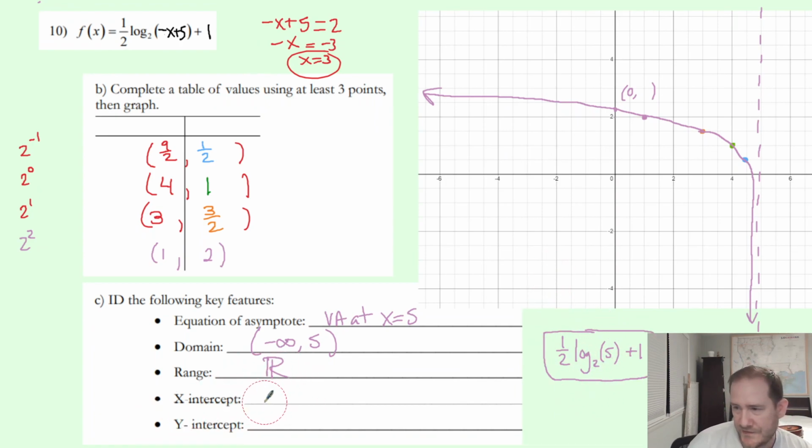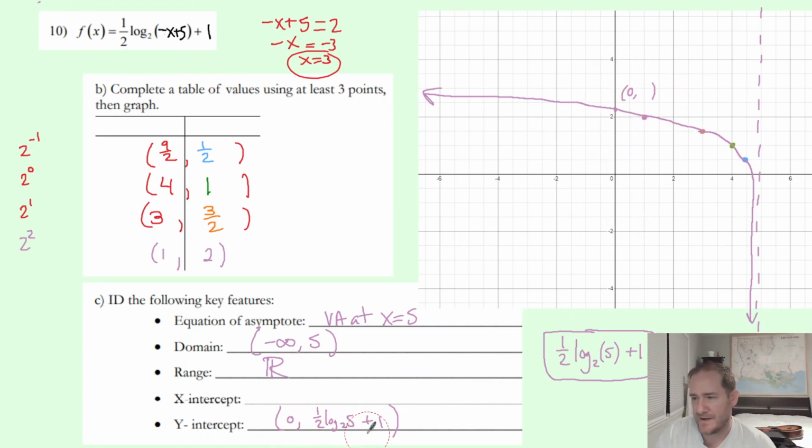If I ask you for this value on the quiz, feel free to just say that the y-intercept is 0, comma, and then the y value is 1/2 of the log base 2 of 5 plus 1. Literally just give me the whole expression. And what's the value of that? It must be something a little bigger than 2. It's irrelevant. You don't need that point, so just give me the approximation.